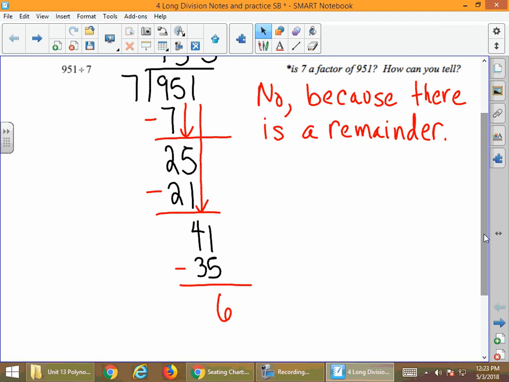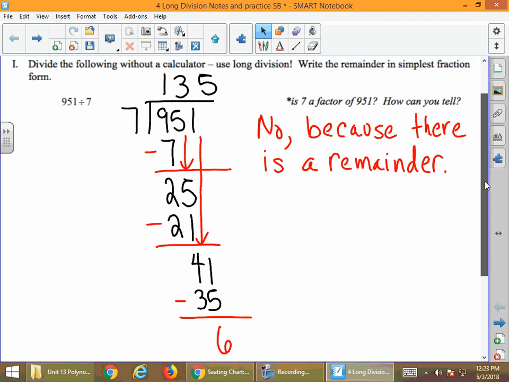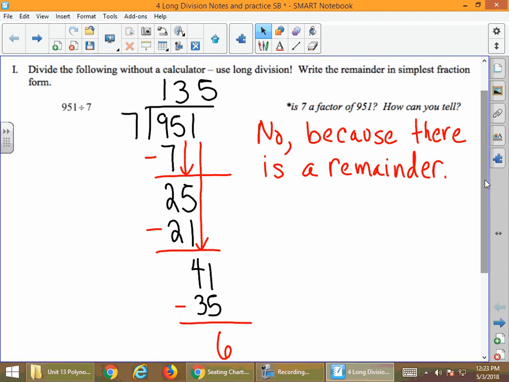So a couple things to know. The 7 is called a divisor. The 951 is called a dividend. And the answer to a division problem is called a quotient. I'm not super picky about the vocabulary, but at least we should recognize those terms. And I should also recognize that what I think you should know and what you do know are two separate things.